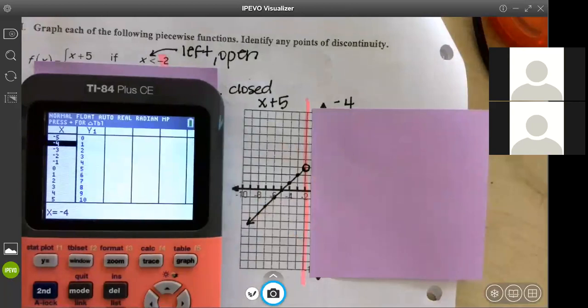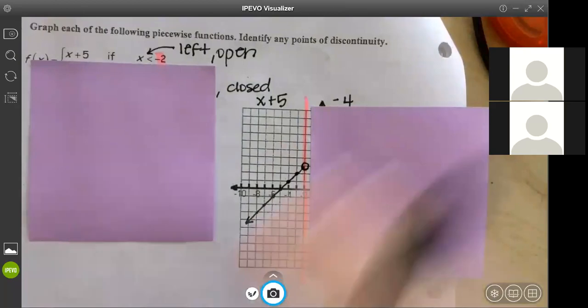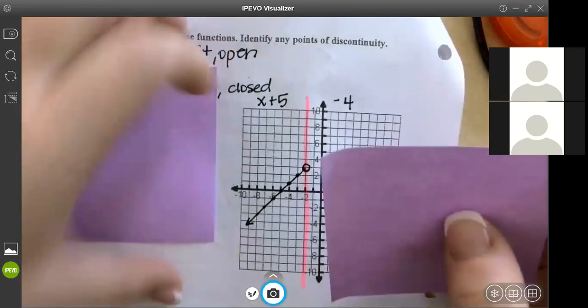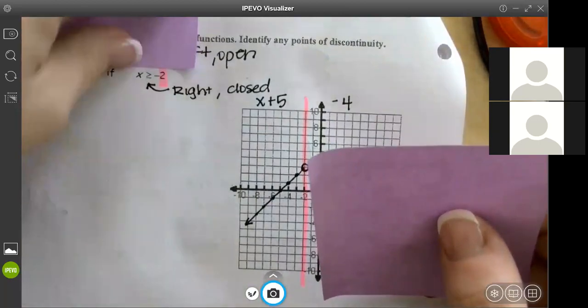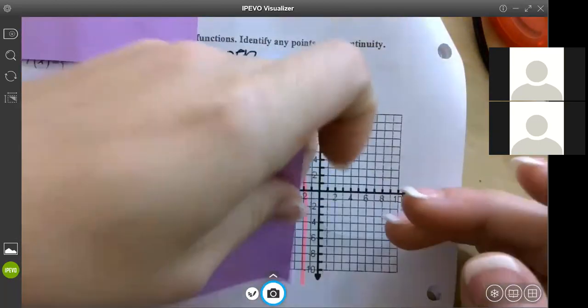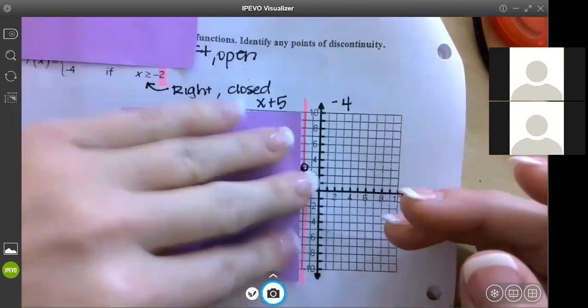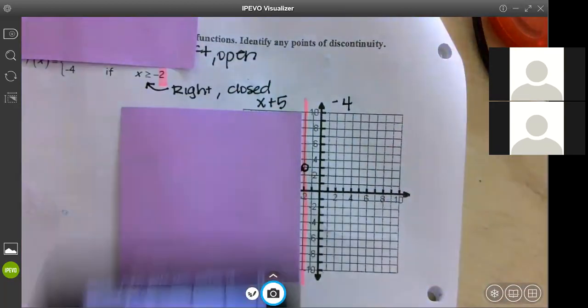So that's exactly what we did on Friday, right? That's exactly what we did at the very beginning. The only difference is now we have to graph on the other side as well. So what we're going to do is ignore that function that we just had and ignore the side that we just graphed and graph the other side.